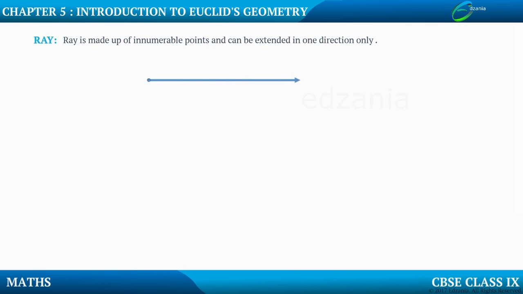I'll give an example. Say for example, I take a ray like this. I fix up 2 points over here. So let me say that this point is, say for example, L, and let me take one more point, say for example, O. So this is a ray, it can be extended only in one direction. So this ray has to be called as ray LO. It has to be called as ray LO. I cannot call this as ray OL. So the first fixed point has to be named. Then we write down the alphabet in which it can be extended. So ray LO would be the correct answer.